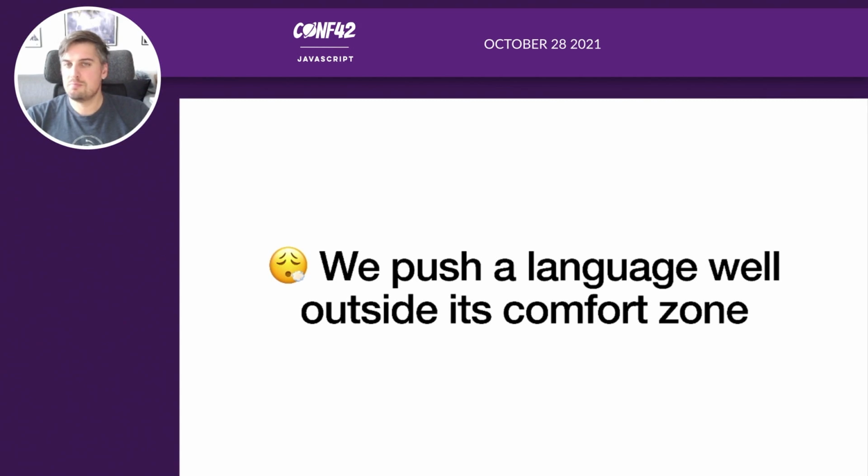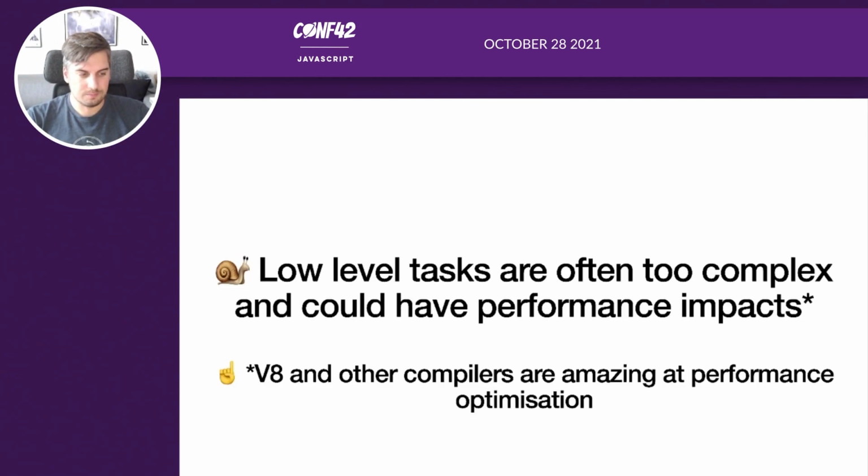Things like heavy processing, CPU heavy tasks and so on. All these low level tasks are either too complex or they could introduce some performance bottlenecks inside your application. Of course, I mentioned that before, but let me say it again: V8 and the other compilers that you have inside your browsers do amazing things for performance optimization. But sometimes you just can't do it because of the way JavaScript is written.